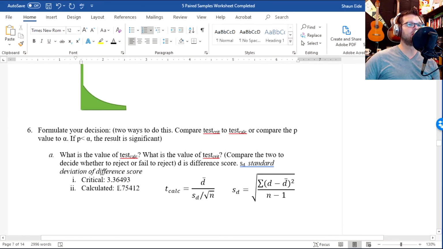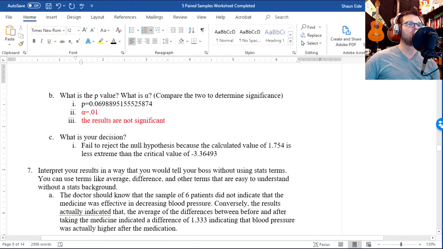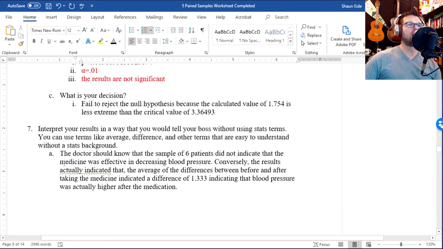Because the t-calculated value is not as extreme as the t-critical value, we are failing to reject the null hypothesis, because the calculated value of 1.754 is less extreme than the critical value, and this is supposed to be positive, of 3.36493. So how would we interpret this for somebody that wants to know what's going on?